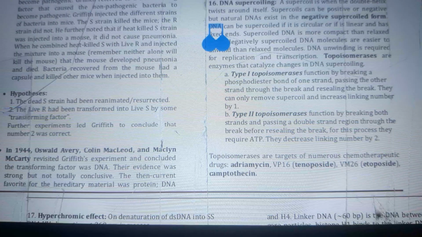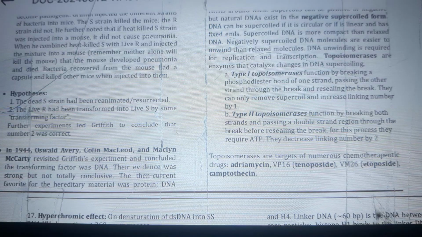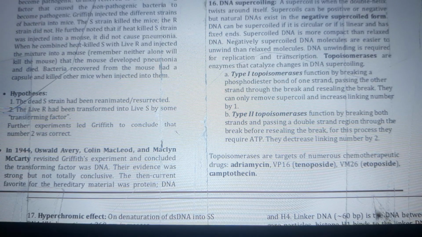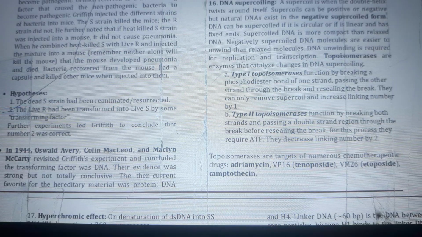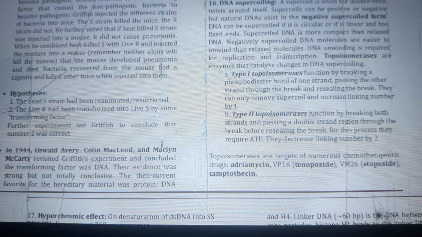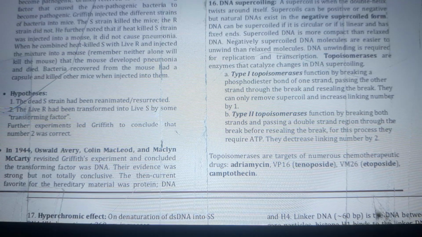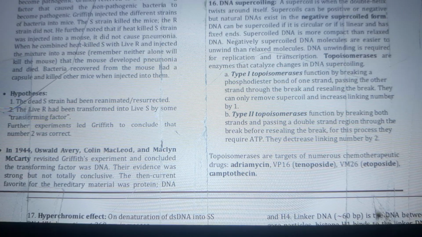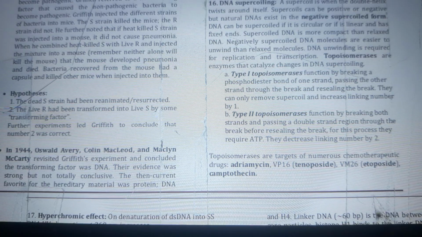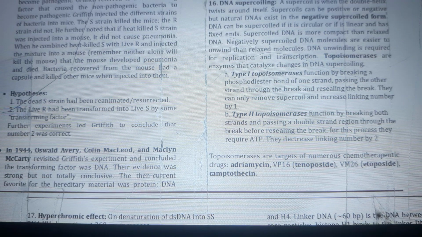DNA supercoiling. A supercoil is when the double helix twists around itself. Supercoils can be positive or negative, but DNA exists in the negative supercoil form. DNA can be supercoiled if it is circular or if it is linear and has fixed ends. Supercoiled DNA is more compact than relaxed DNA. Negatively supercoiled DNA molecules are easier to unwind than relaxed molecules. DNA unwinding is required for replication and transcription.